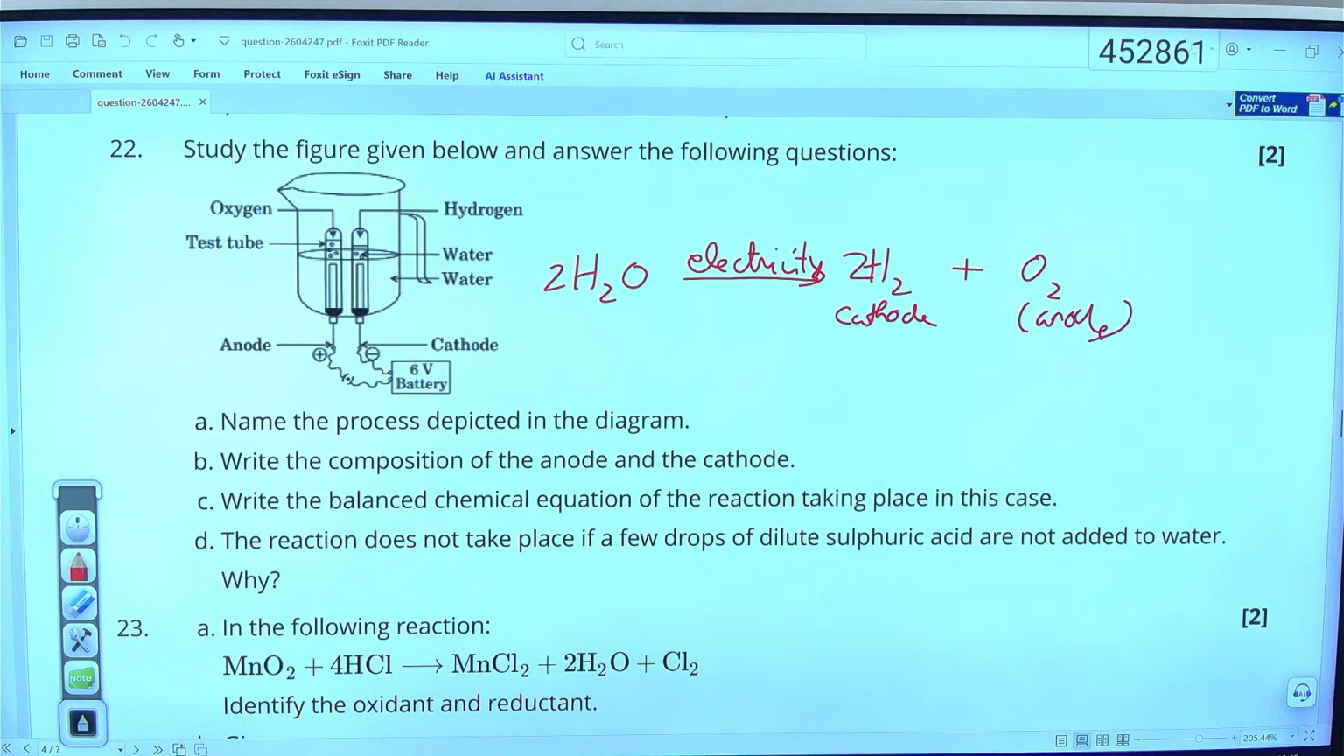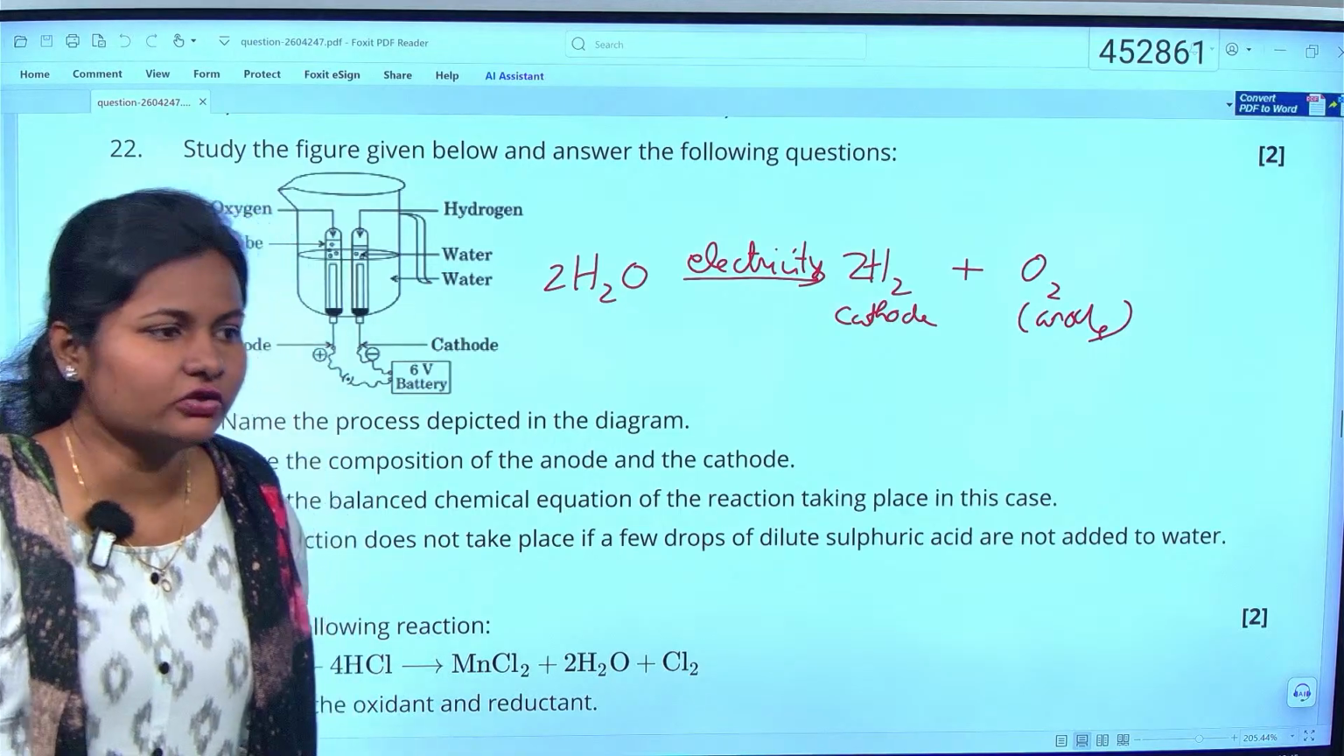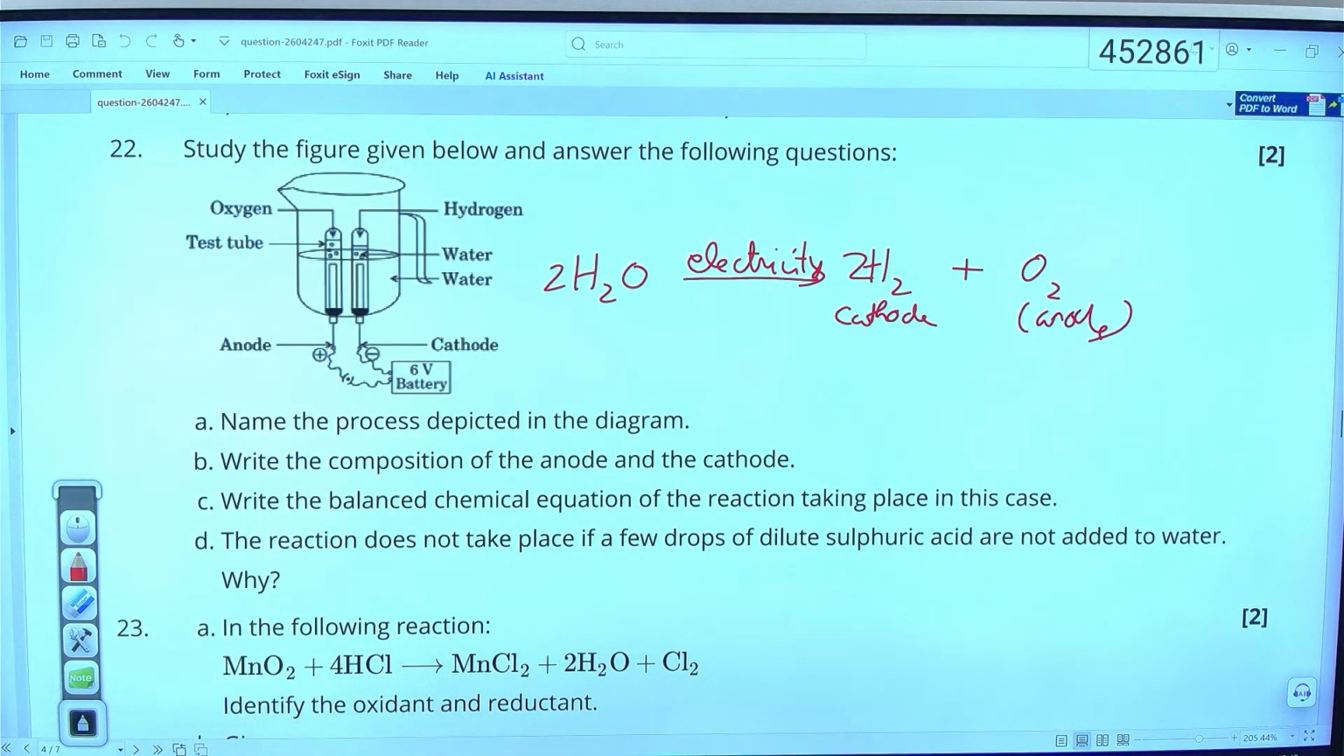The reaction does not take place if a few drops of dilute sulfuric acid are not added to water. Why? Because pure water will not conduct electricity. To make water a conducting material, sulfuric acid was added. Ions were not there to conduct electricity in pure water, so mention that.